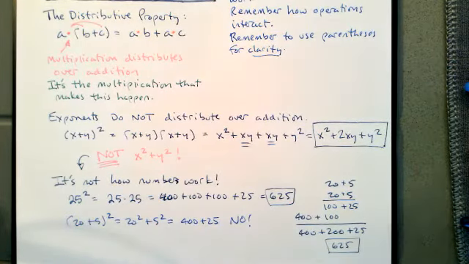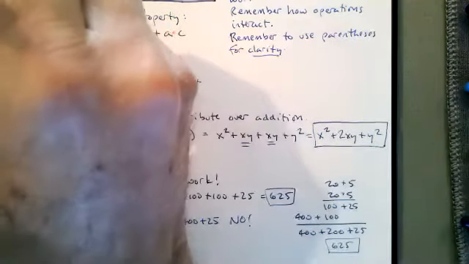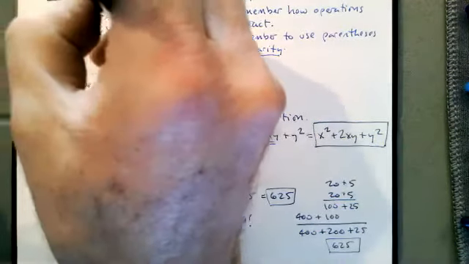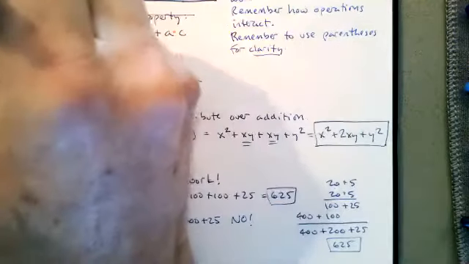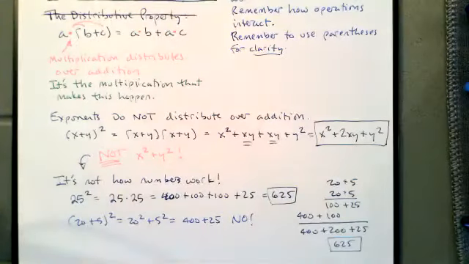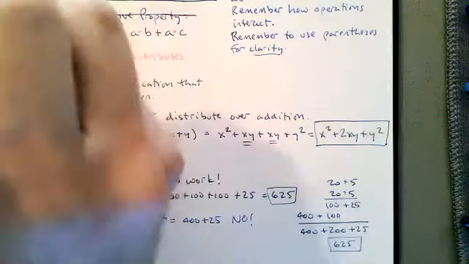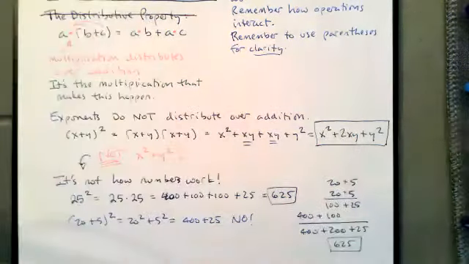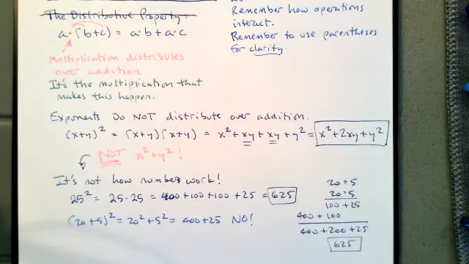So I don't like saying things like "the distributive property." I think that's a terrible way to phrase this concept. I do not like to write a(b + c) = ab + ac until we understand that this is a representation of multiplication distributing over addition. And it's the multiplication that makes this happen, not the parentheses.